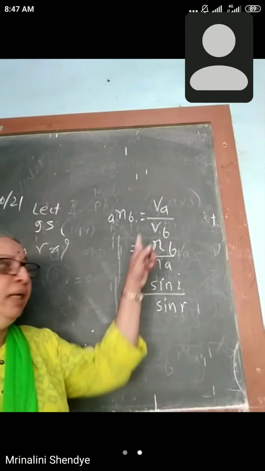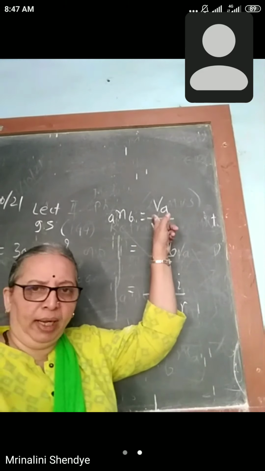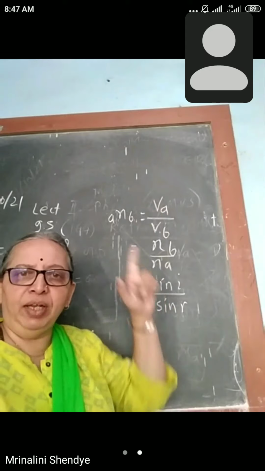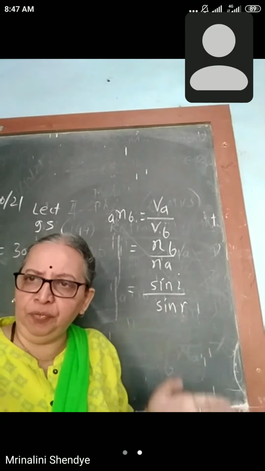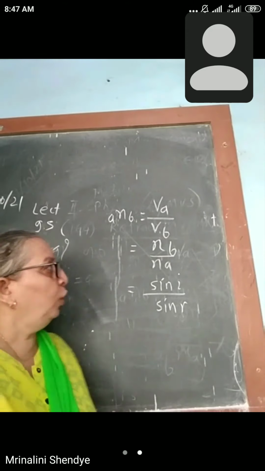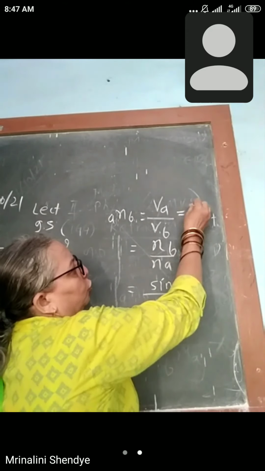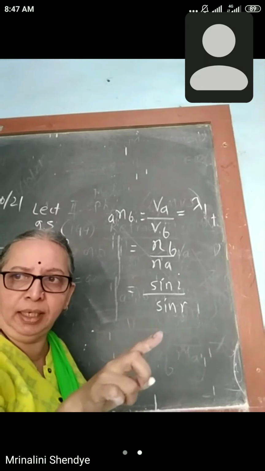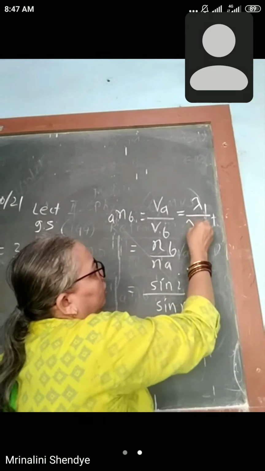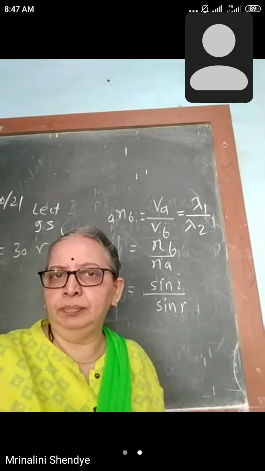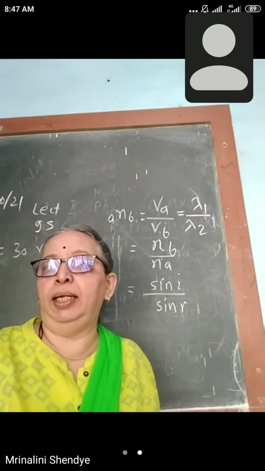Velocity can be rewritten in terms of wavelength. V is equal to n lambda, you all know, and frequency never changes even if the light changes the medium. So in terms of velocity also you can rewrite it, velocity in first, that is incident medium, upon velocity in refracting medium. कितने सारे फॉर्मूले मिल रहे हैं देखो.